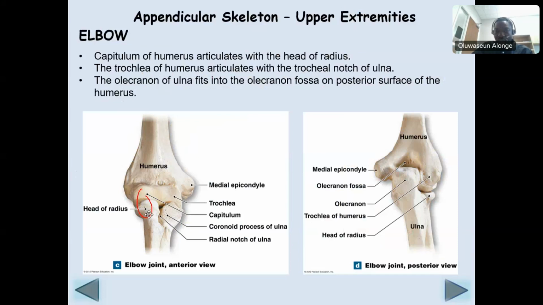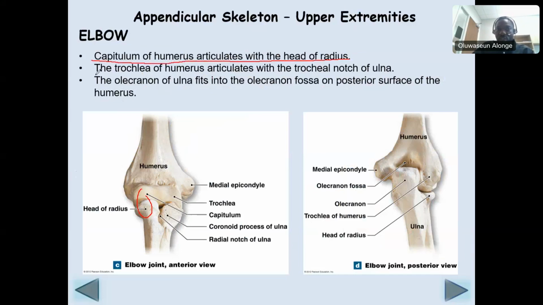So the head of radius articulates with the capitulum. The ulna articulates with the trochlea anteriorly. But when you look at it posteriorly, you see the olecranon fitting into the olecranon fossa. You see the coronoid process, which you can't see on this side because it's on the other side, fitting in the coronoid fossa.